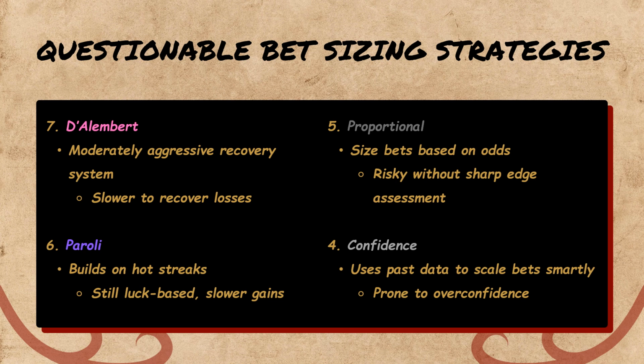So that leads us to number 6, and that's the Paroli system. And this is the exact opposite of the D'Alembert system. You increase by 1 unit after winning days, and then you decrease after losing days.